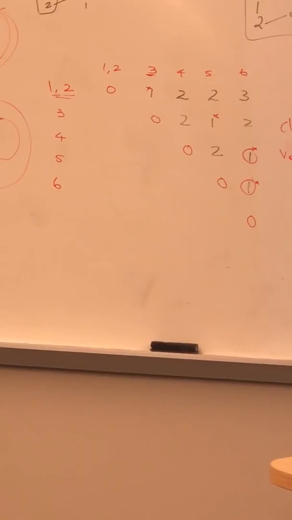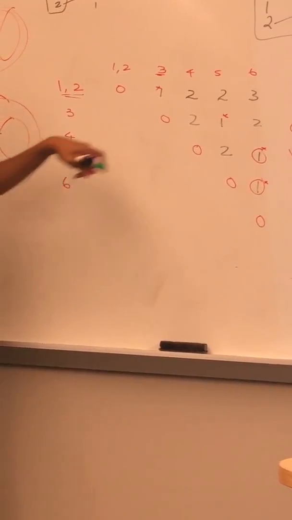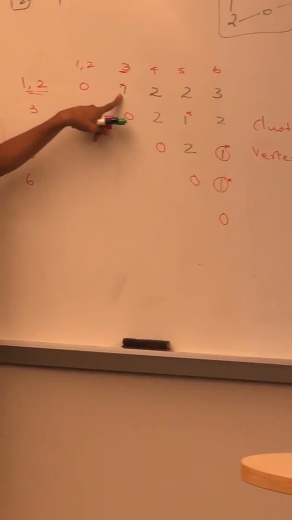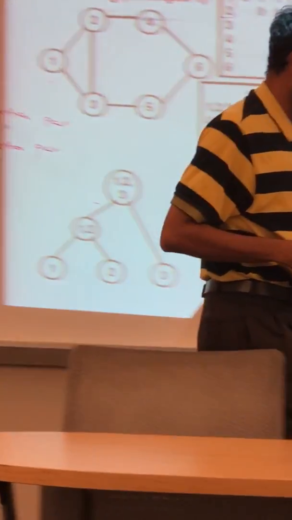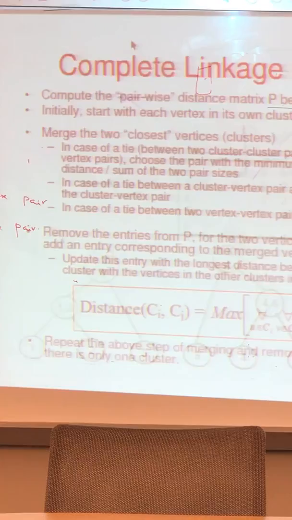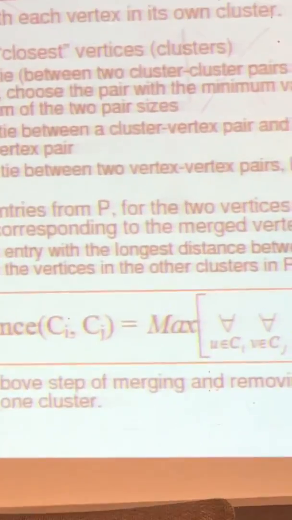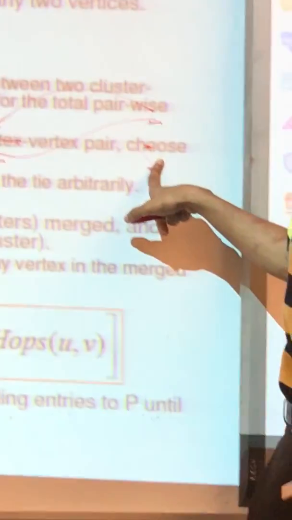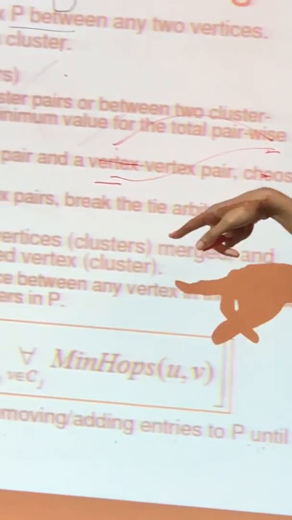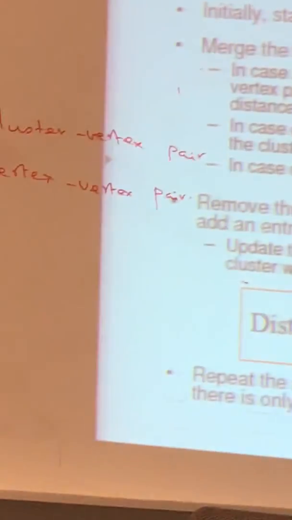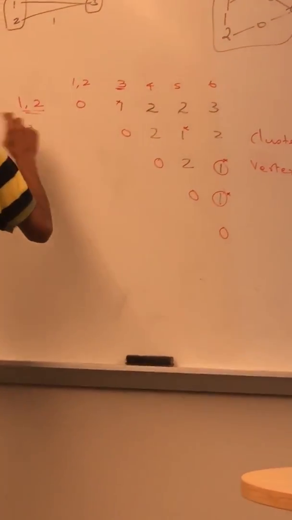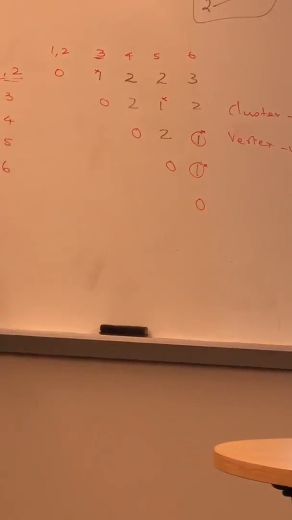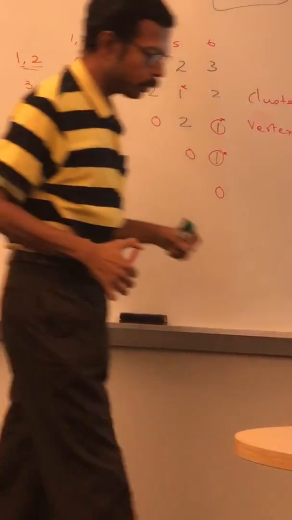Okay, so we need to now decide. We have one cluster vertex pair and 3 vertex vertex pairs. The rule is, in case of a tie between a cluster vertex pair and vertex vertex pairs, choose the cluster vertex pair. So we'll just go with the cluster vertex pair, which is what? 1, 2 with 3. So we are going to combine 1, 2 with 3.